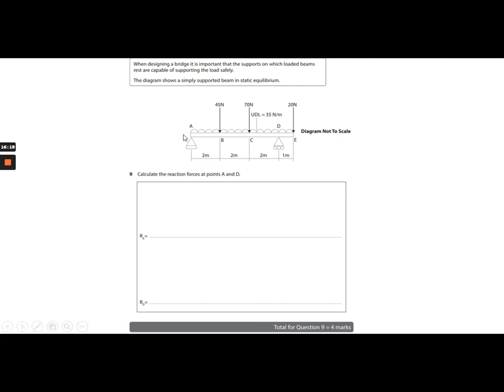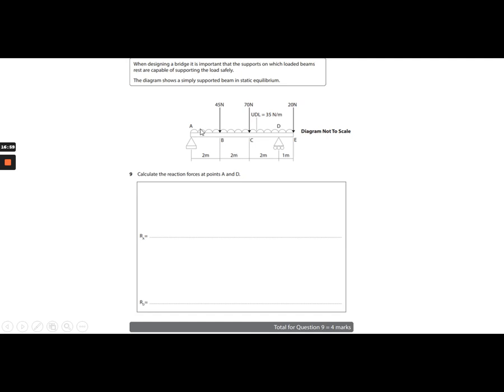So my first thing I would do is put a big arrow up at A and a big arrow up at D. Let's call it A and D. Your UDL is going to be, what's that, 2, 4, 6, 7 meters across. That's 35 newtons per meter. So that's 70, 140, 210, 245 newtons. 245 newtons acting from the middle. So the middle is 3.5 meters across.